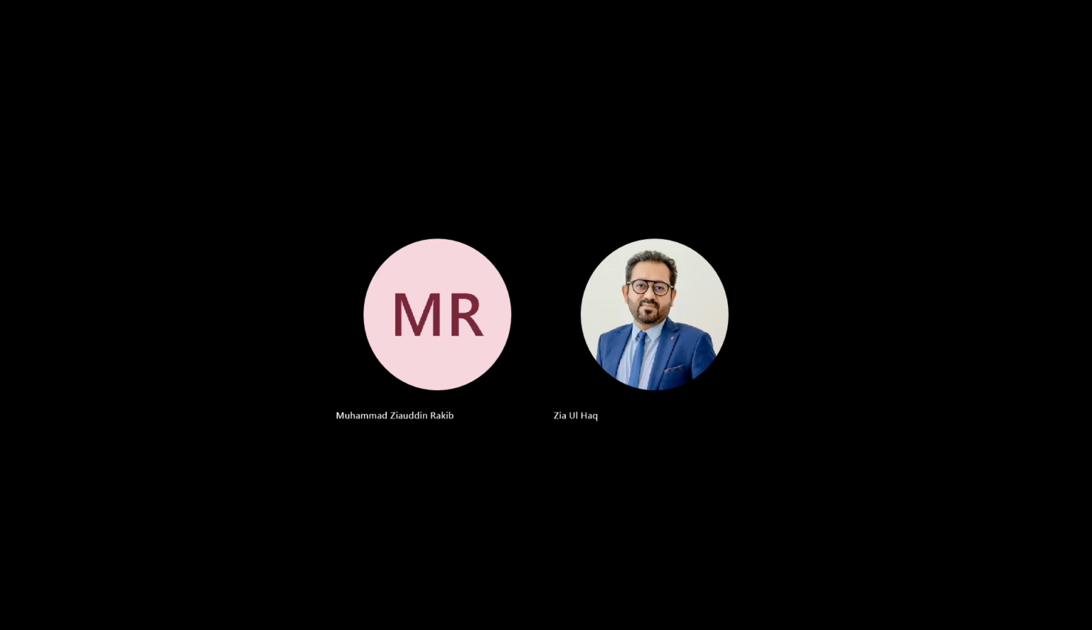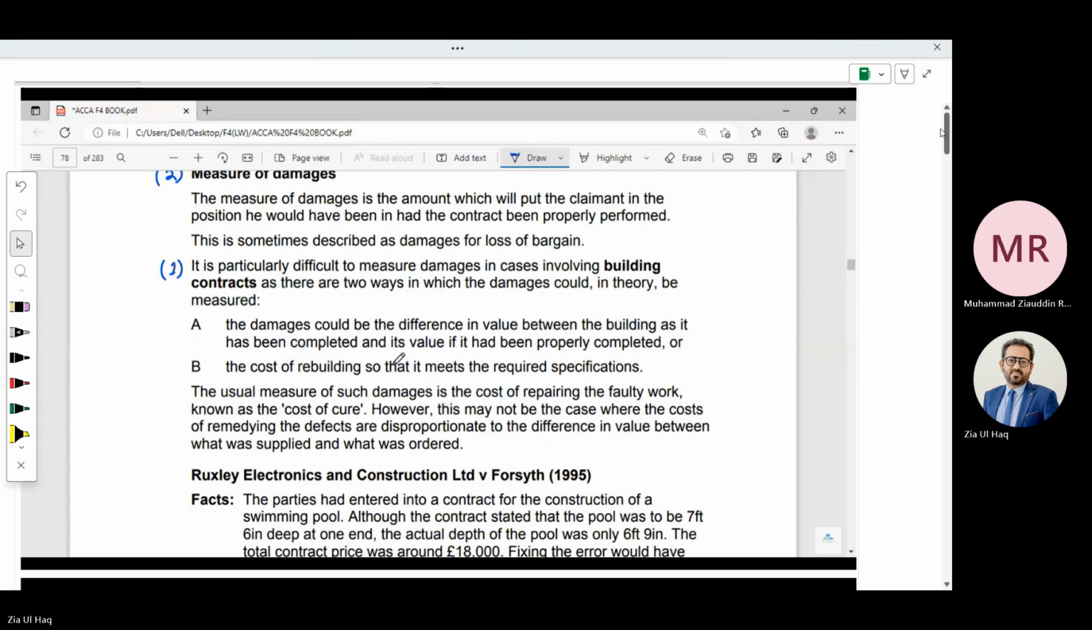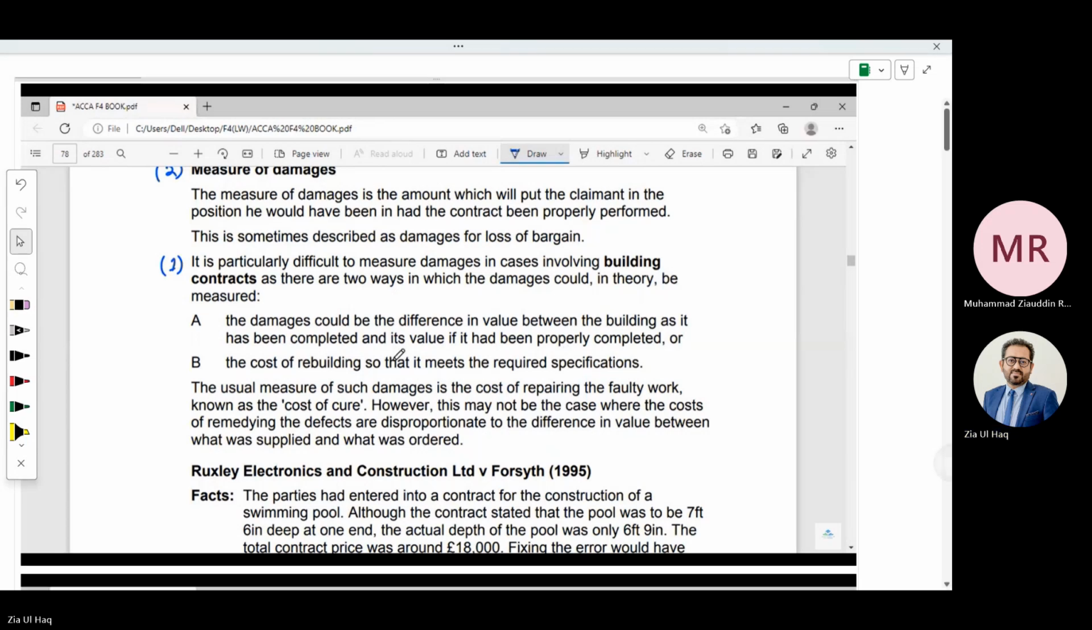Corporate law. We were in chapter 2, and in chapter 2, we were covering breach of contract. And in breach of contract, we were covering damages. I mean, if a party has made a breach of contract, what damages can the other party claim?